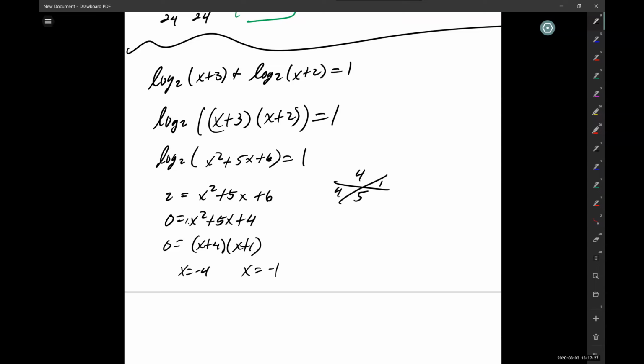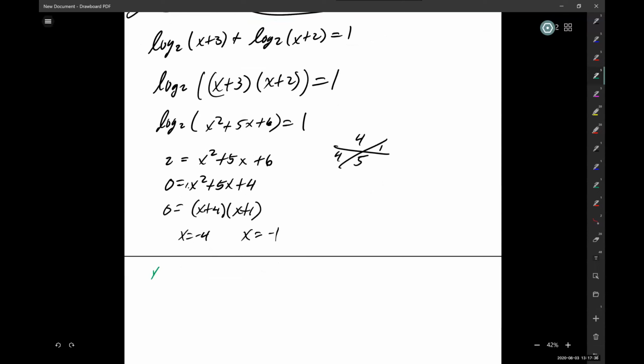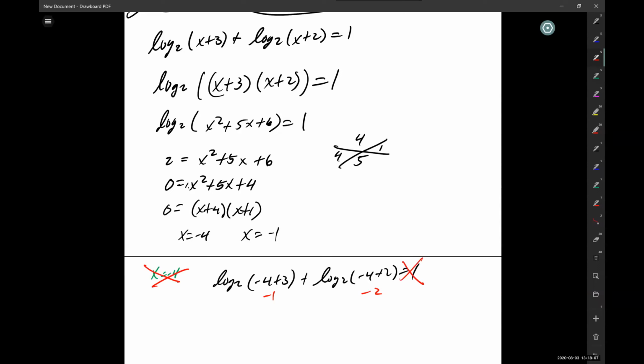So we have both negative values. That's not necessarily bad, but we have to check to see, does plugging these back in cause a negative value? So if we look at x is equal to -4, that gives me the log base 2 of -4 plus 3, plus the log base 2 of -4 plus 2 equals 1. Well, -4 plus 3 gives me -1. -4 plus 2 gives me -2. So I do have a negative inside of a logarithm, which means this one does not work, which means x equals -4 is not a solution.